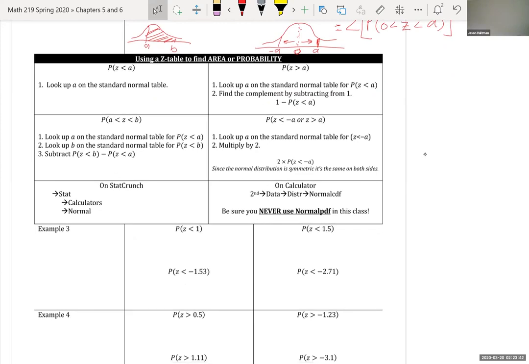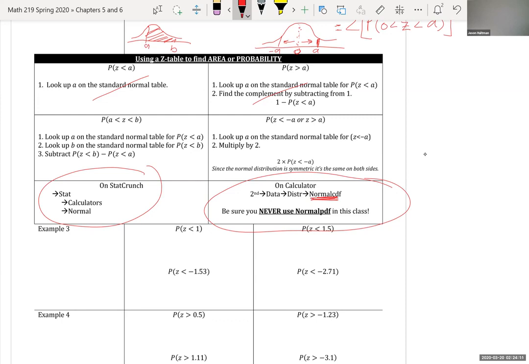Okay, look up A on the standard normal table. We're not going to do that. We're not going to use a table. We're going to use StatCrunch or the calculator. Be sure that on the calculator you never use normal PDF. It's always normal CDF. We're going to go over that in a second.